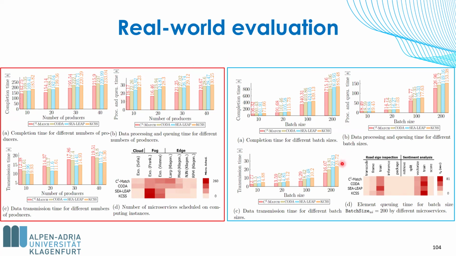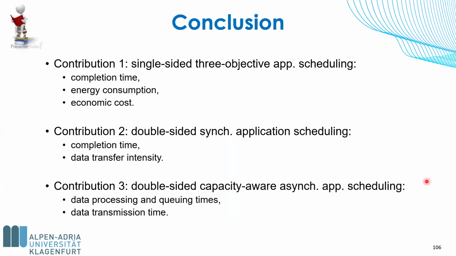In the other scenario, which is data flow analysis, we had two applications, and mainly the training microservices of both of these applications, the roadside inspection and the sentiment analysis for text processing, were among the microservices that had the higher queuing time. As a conclusion, I would like to present the three contributions of my dissertation.